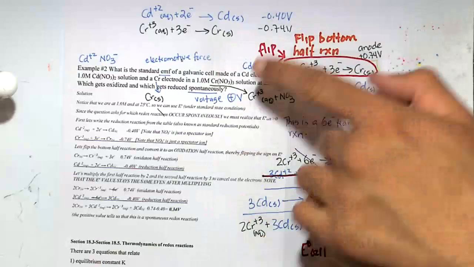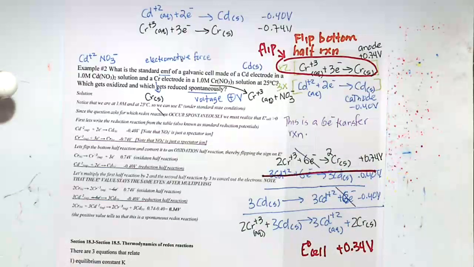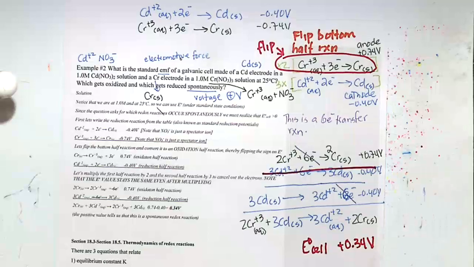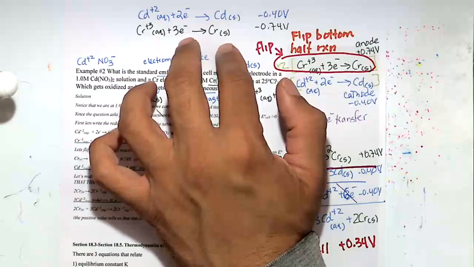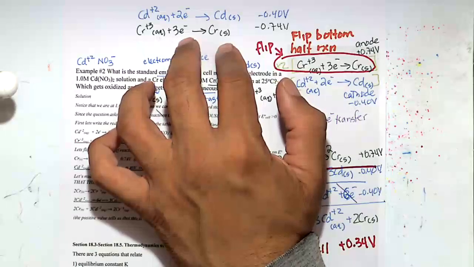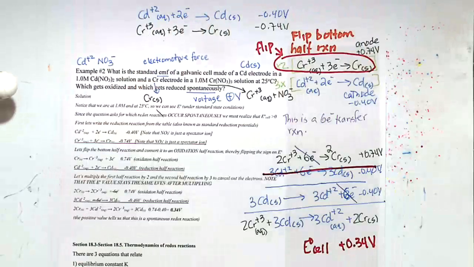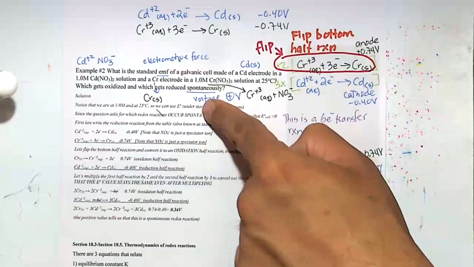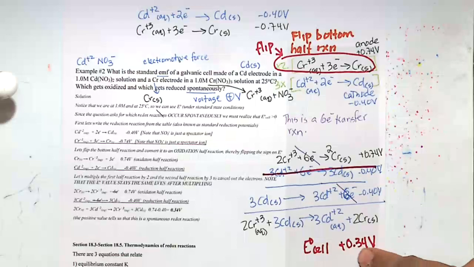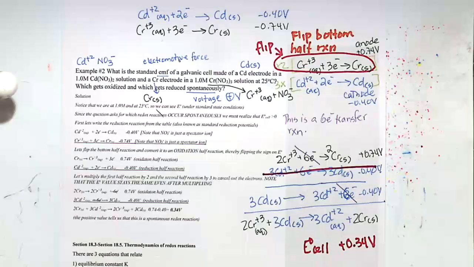So the workout is here. We did it again, but you're going to flip one. One remains the cathode, the other one remains the anode. Why did I flip the bottom one? Because as Susanna said, we flip the bottom one, making it the anode, so that we can get a positive voltage. The bottom one, to make it spontaneous, and spontaneous means positive voltage.